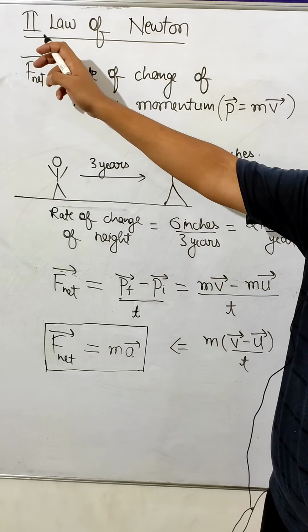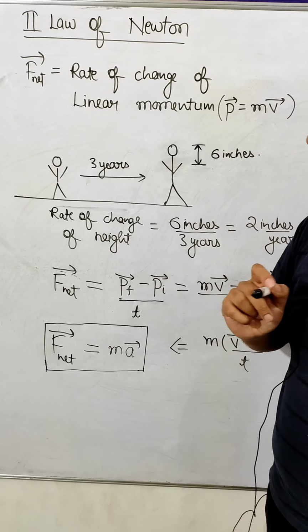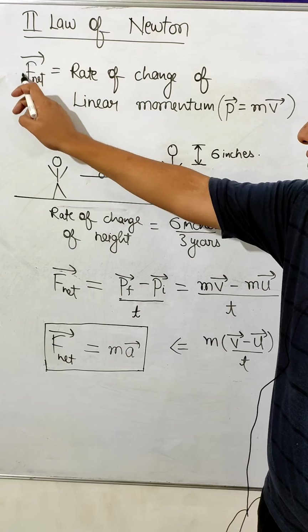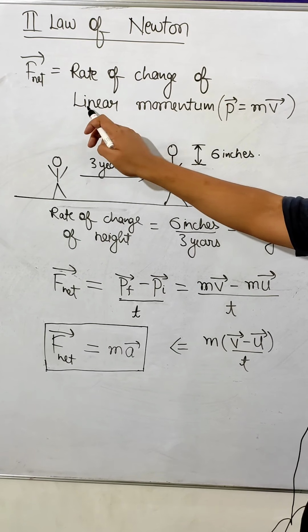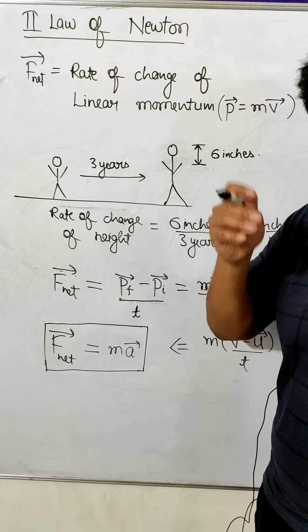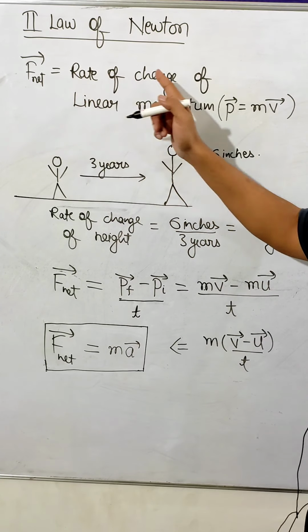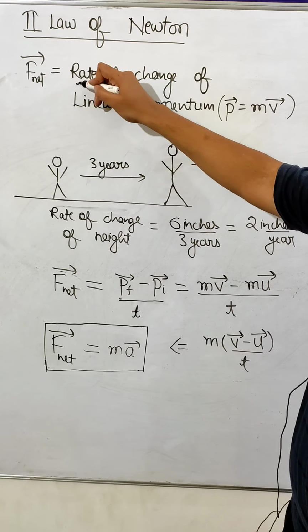Okay students, what is Newton's second law? Well, the first thing you need to know is that it says the net force on a particle is equal to the rate of change of its linear momentum. So the net force on a particle will change its momentum, and it will be equal to the rate of change of linear momentum. But how do we calculate the rate of change of something?